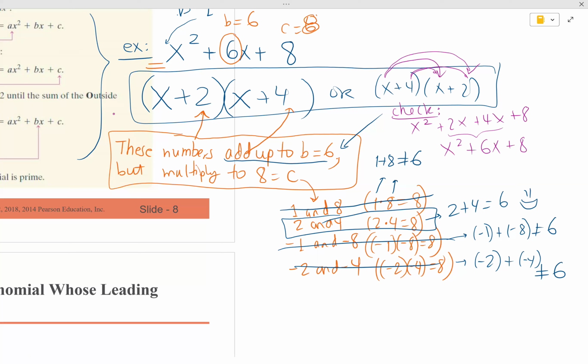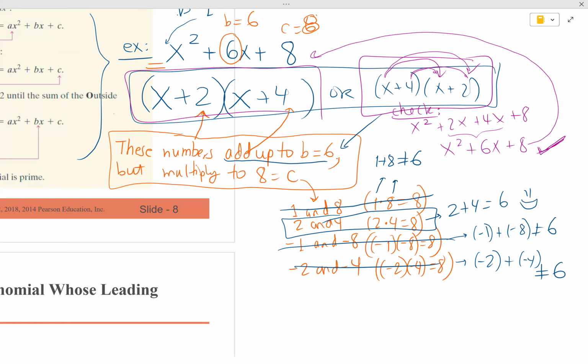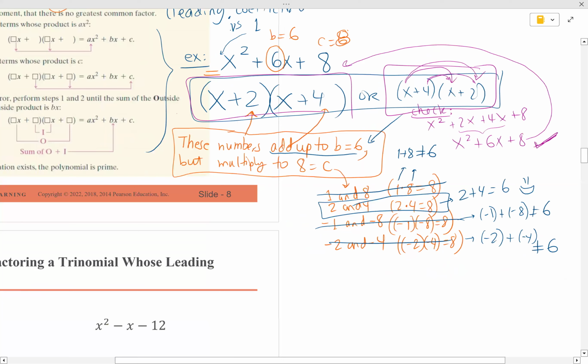All right, and that is the original problem, right? It was x squared plus 6x plus 8. Okay, check, check. I must have done it right. This is the answer. So it sounds complicated, but the more of these you do, the better you get at them.